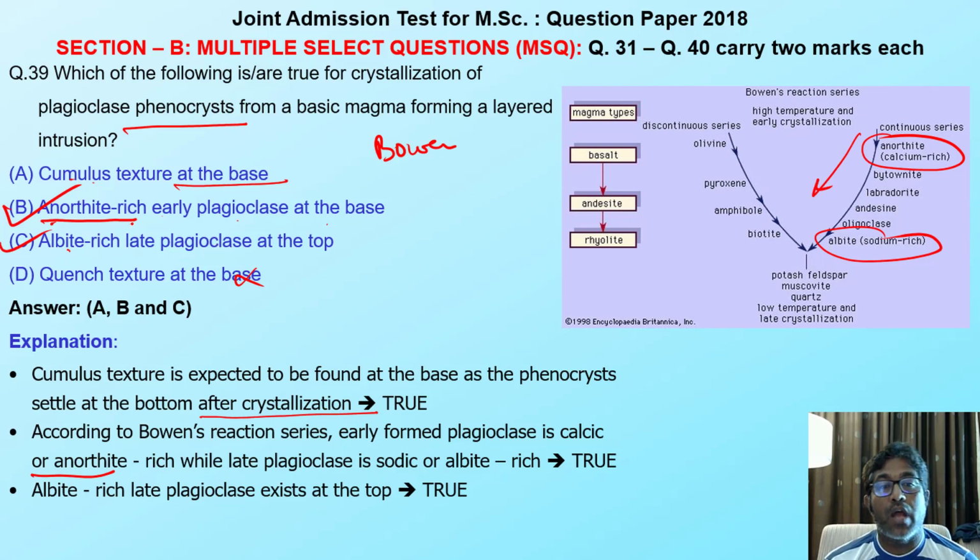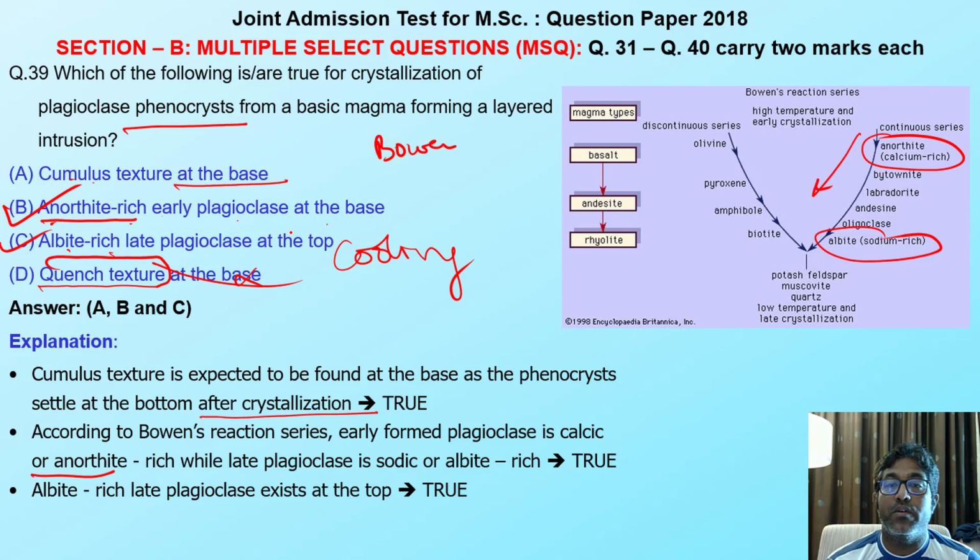Now you have anorthite early phase and albite late phase, but it is talking about the quench texture. Quench texture is related to cooling, and in the question it is not mentioned related to cooling, so I am excluding this one, and as per the answer key your option is A, B and C.